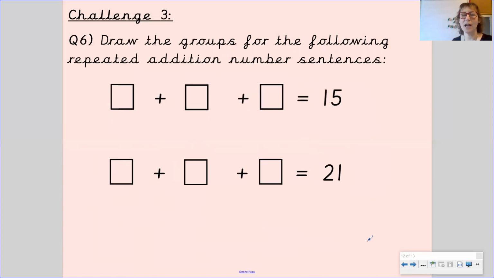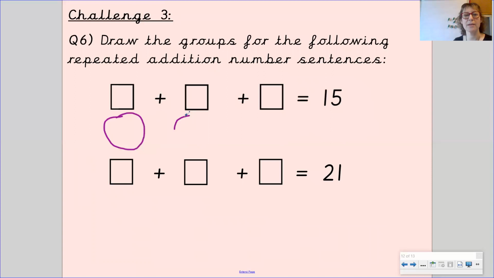And then your question 6, you've got 2 to draw. So can you find out what goes in this? And remember, if you look back, you have to have the same number in each of these boxes. So what would you have to have in each box till you get to 15? And the way you could do that is you could draw your groups. It says draw the groups. So you could draw your groups.